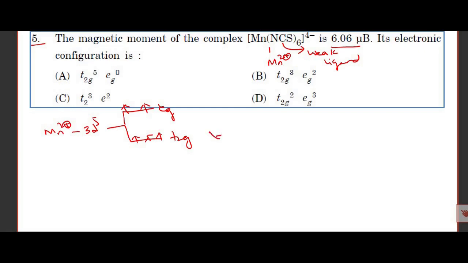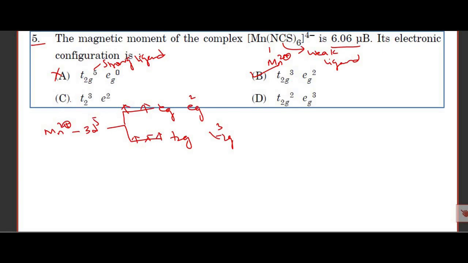Hence it is t2g3 eg2. Option here, t2g5 means it's for strong ligand. It's for strong ligand field, but it is a weak ligand field. Hence option A will be wrong. Option B is correct. In t2g there will be 3 electrons, in eg there will be 2 electrons.